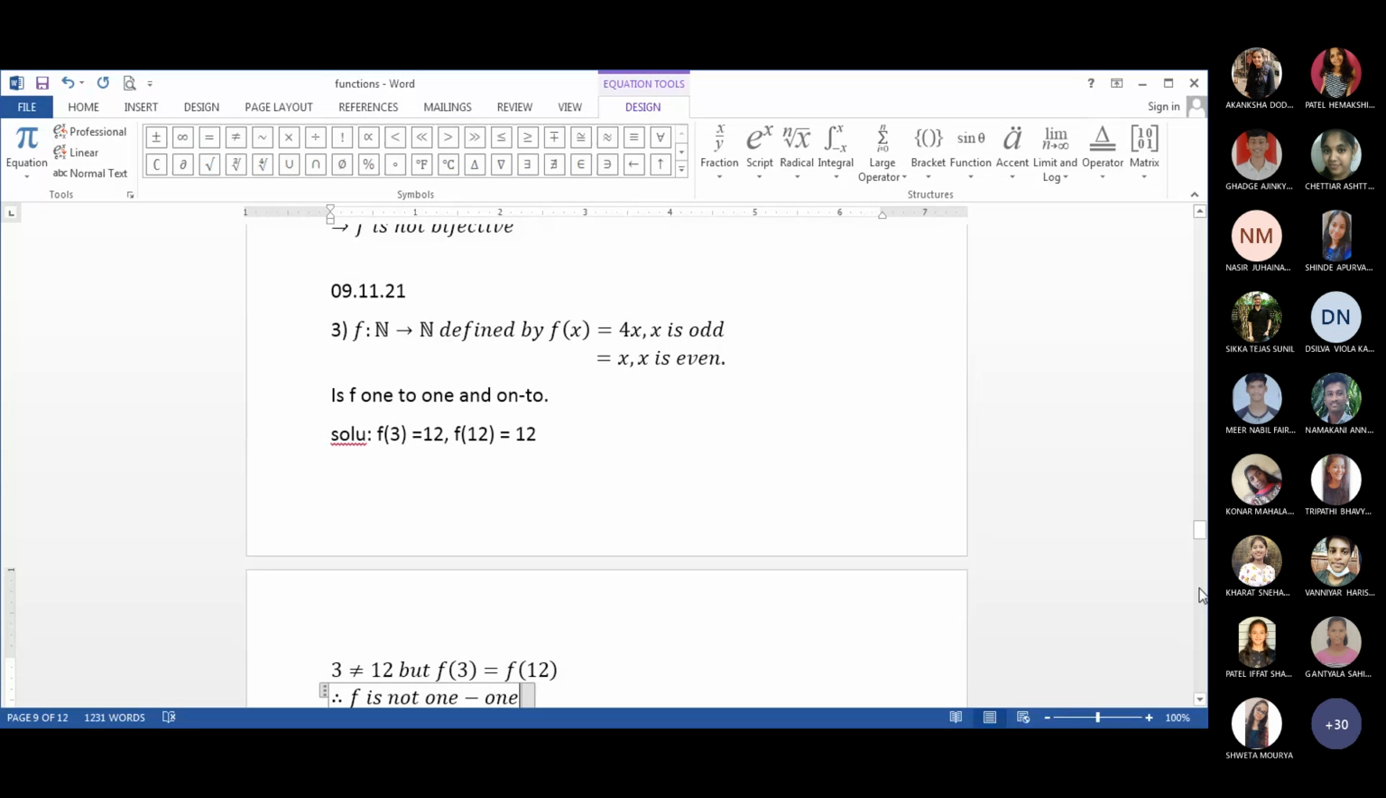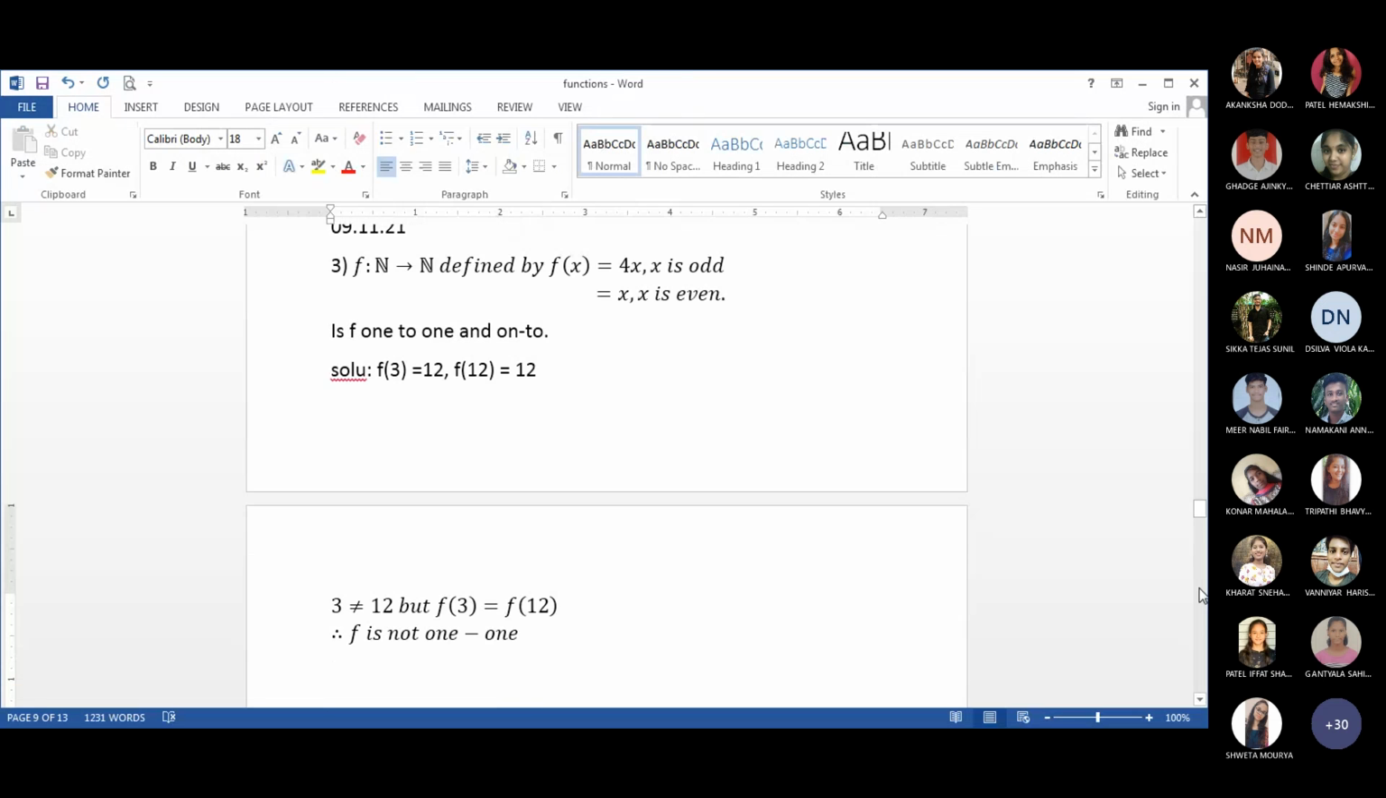Okay, f is not 1 to 1. Why is it not 1 to 1? क्योंकि 3 and 12 are different natural numbers, and 3 and 12 का images same है. So two different elements in the domain are going to the same element in the codomain. That is the reason that the function is not 1 to 1.